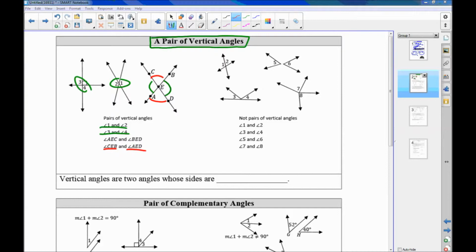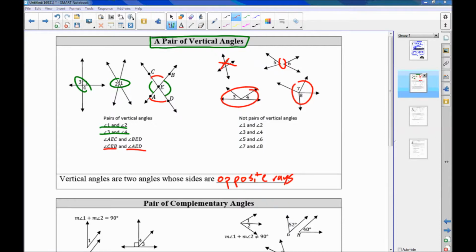Let's look over here and see some non-vertical pairs, and hopefully we can tell what vertical angles are. So 1 and 2 are not vertical. 5 and 6 are not vertical. Notice there's a gap in between here. 3 and 4 are not vertical. And 7 and 8 are not vertical. So what forms vertical angles? Vertical angles are two angles whose sides are opposite rays. Let's talk about what that means. Now this is the definition in our book, but if you look in other books, you'll see different ones.